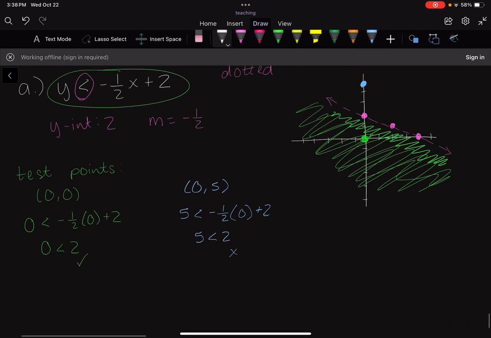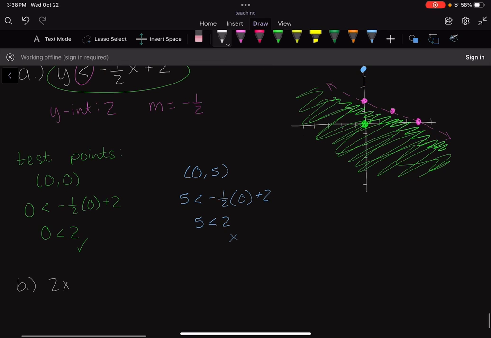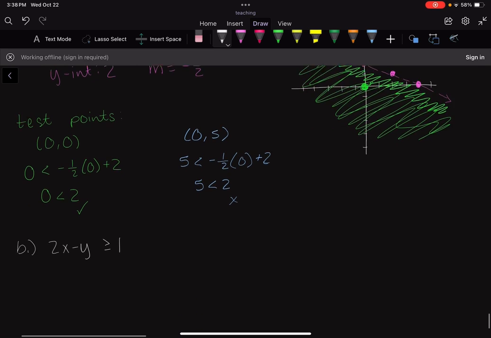Let's do another one. So part B, I'm going to do 2x minus y is greater than or equal to 1.